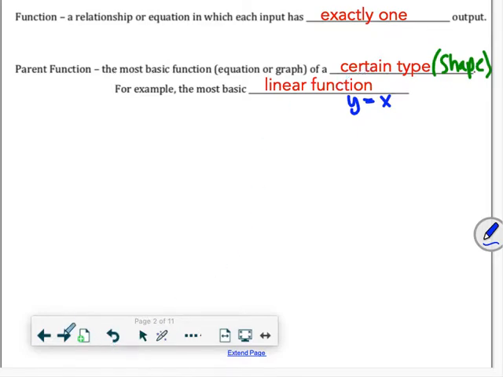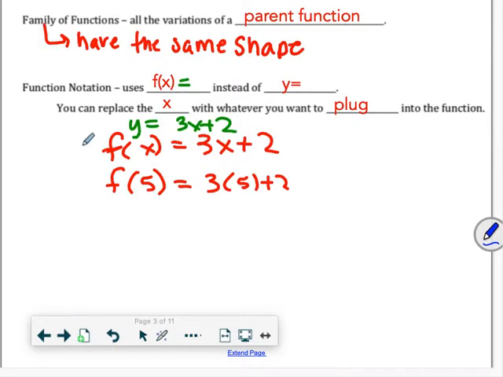And then if I look at the next term, a family is all of the variations of the parent. So all graphs that are the same shape belong to the same family. So all lines belong to the linear family. All U shapes belong to a family. All graphs that are in the shape of a V belong to a certain family. They all have a basic equation that can be modified.